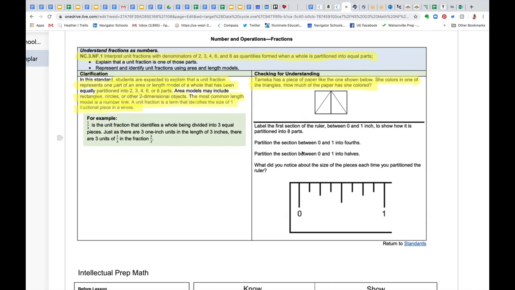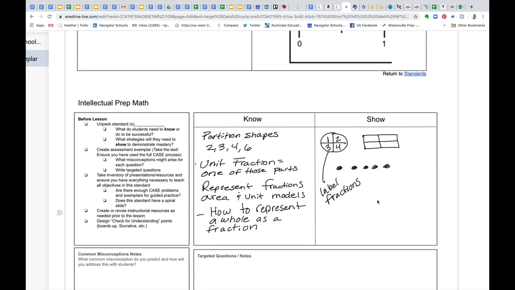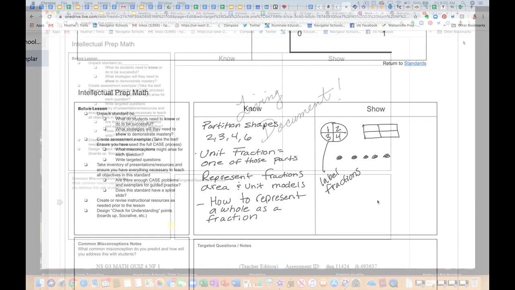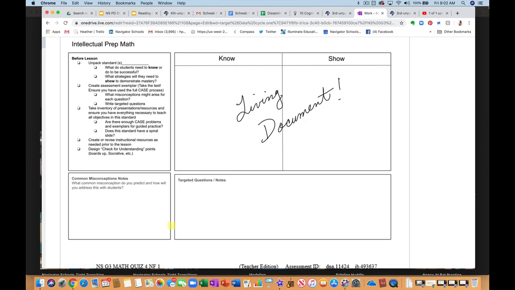I also see that they're using a number line as well. Even though this is a ruler, it can be considered a number line. So I'm going to go ahead and add that to my show document, that students may need to be drawing or utilizing a number line to represent a fraction. Don't forget, this is a living document and you can add to it all year long. Just because you sat and unpacked the standards one time doesn't mean that you got everything down that students need to know or show, or even that you were able to predict all the misconceptions.